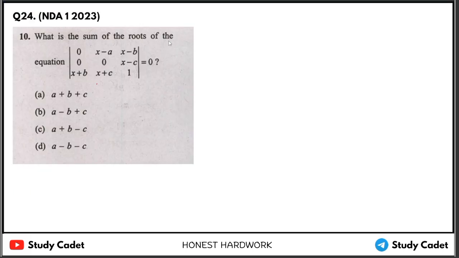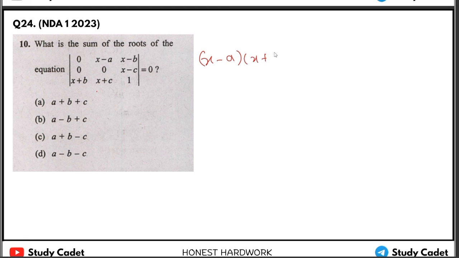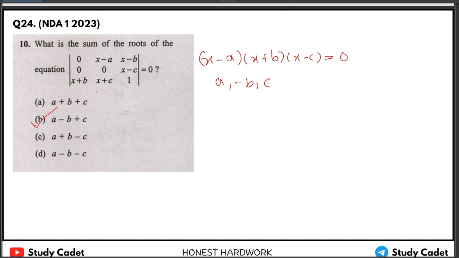What is the sum of roots of the equation? What will be the equation? X minus A, X plus B, X minus C equal to 0. That's it. So roots will be A, minus B, C. Sum of roots is A minus B plus C.